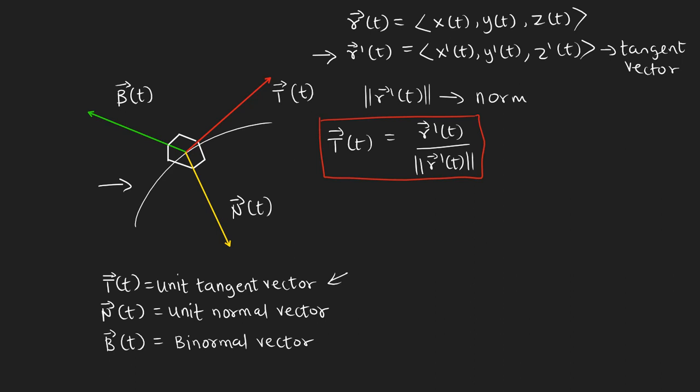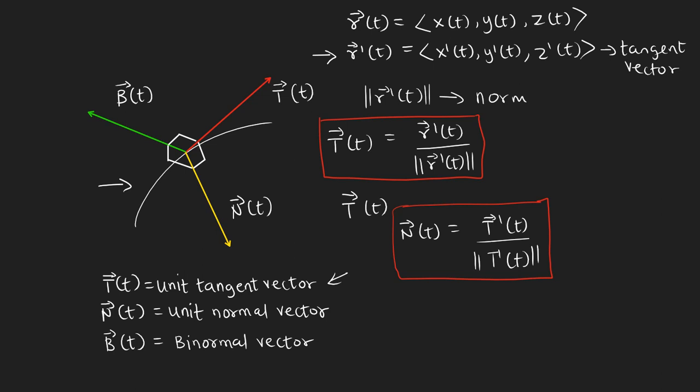What if you want to find the unit normal vector? To find the unit normal vector, you must find the unit vector of the derivative of the unit tangent vector. So we have the unit tangent vector to be this vector function here. The unit normal vector will be equal to the derivative of the unit tangent vector divided by its norm. This expression gives us the unit normal vector. Let's take note of this also.